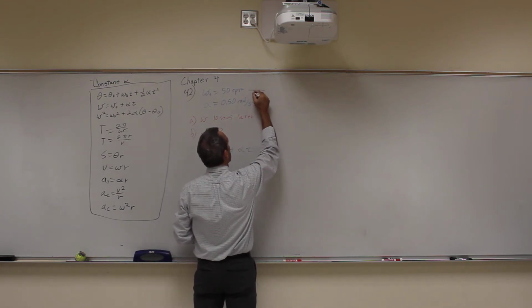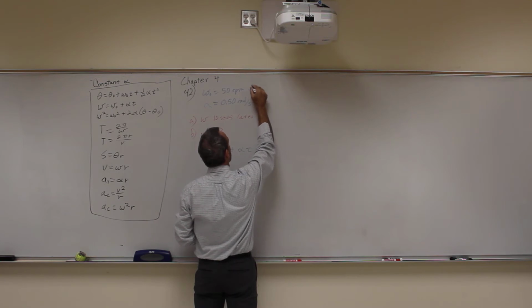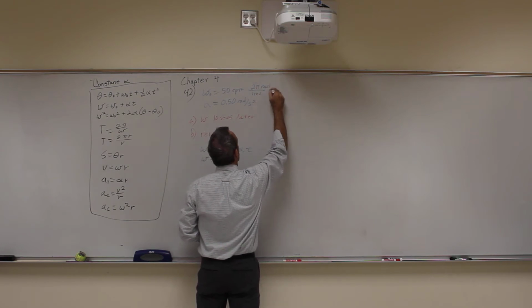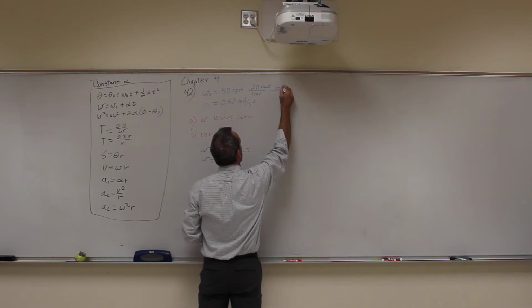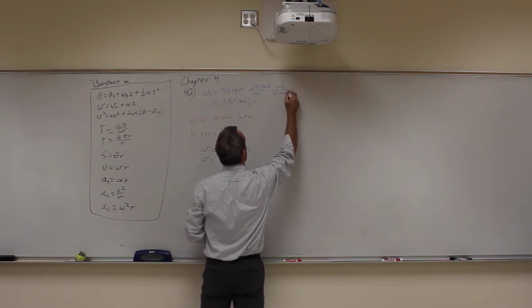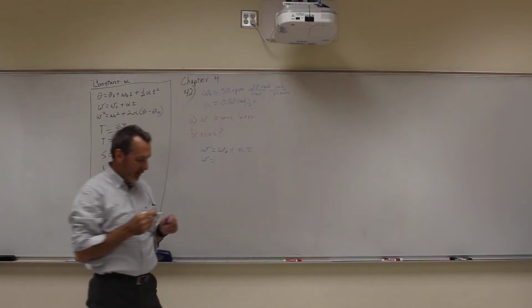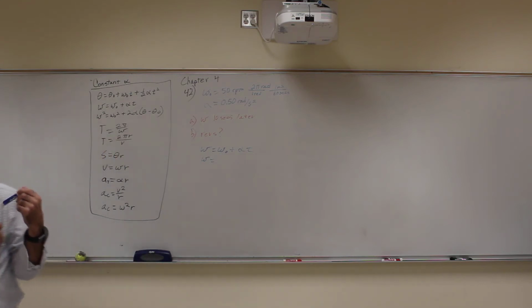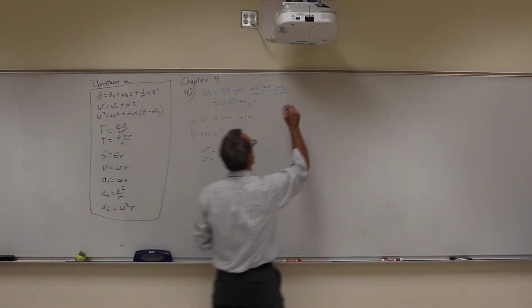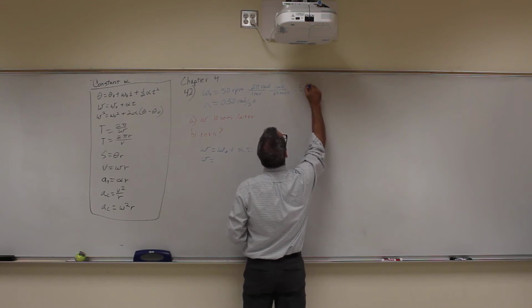So this is revolutions, so I'm going to have one revolution on the bottom, 2 pi radians. And then per minute, which means minutes is on the bottom, so 1 minute divided by 60 seconds. So multiply by 2 pi and divide by 60 gives me my initial, and I get 5.2 radians per second.